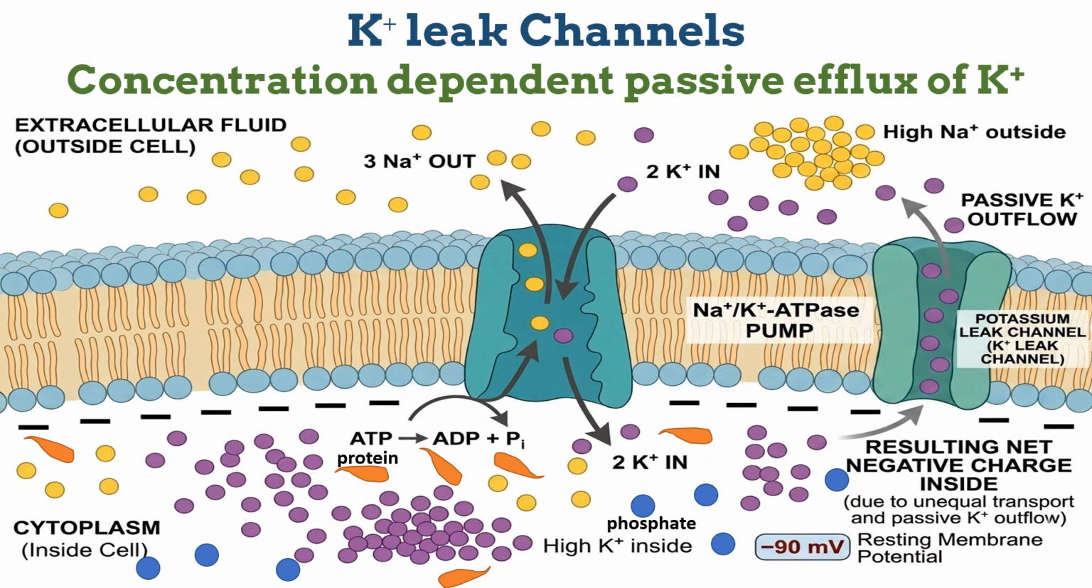The primary determinant of the resting membrane potential, however, is potassium diffusion. As the concentration of potassium is higher inside the cell compared to outside, it diffuses out into the extracellular space down its concentration gradient through leak channels. This movement leaves behind negatively charged intracellular proteins and phosphates, making the inside of the cell negative.